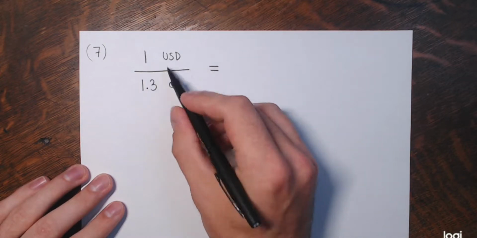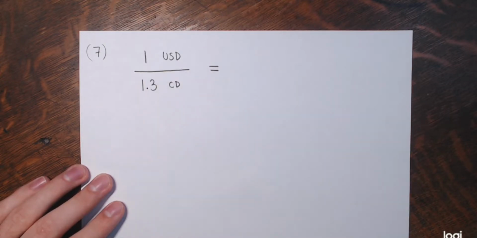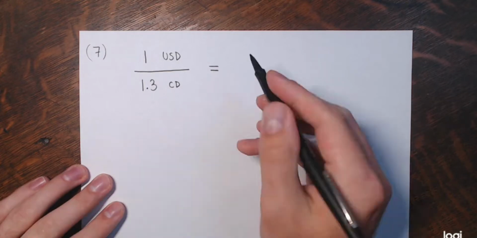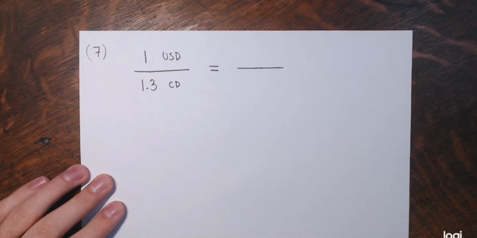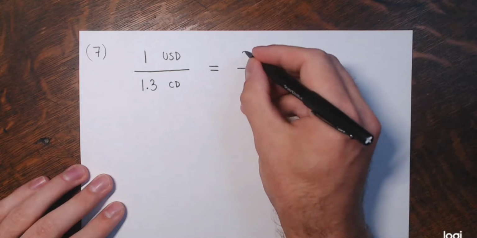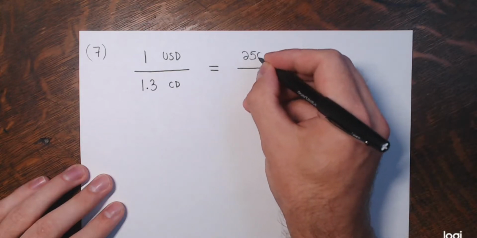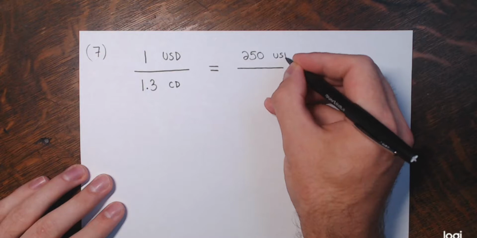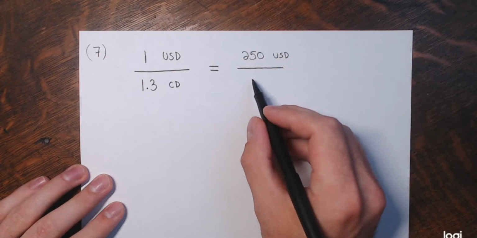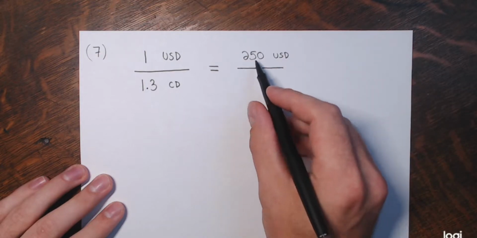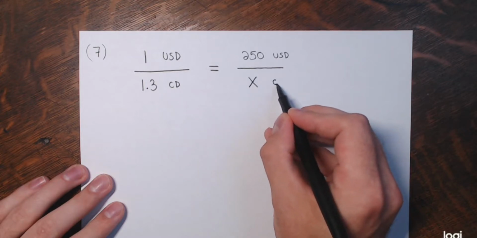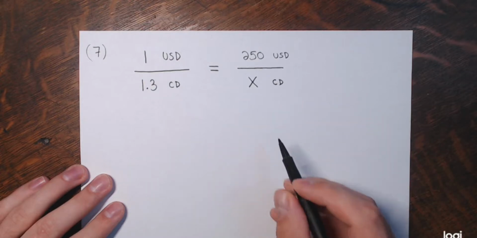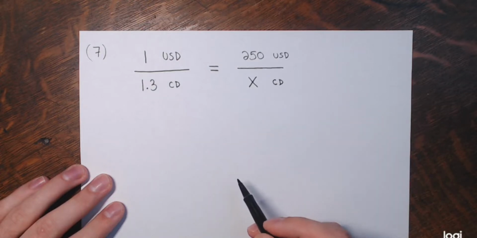That's the exchange rate. And this should be equal to the ratio for the exchange rate that she's using with the money she has. And she's changing 250 US dollars, right? They said she had 250 US dollars, and she's changing it to Canadian dollars. And the question is, how many Canadian dollars will she get? So again, I don't know this. We'll call this X Canadian dollars. Again, CD is for Canadian dollars.